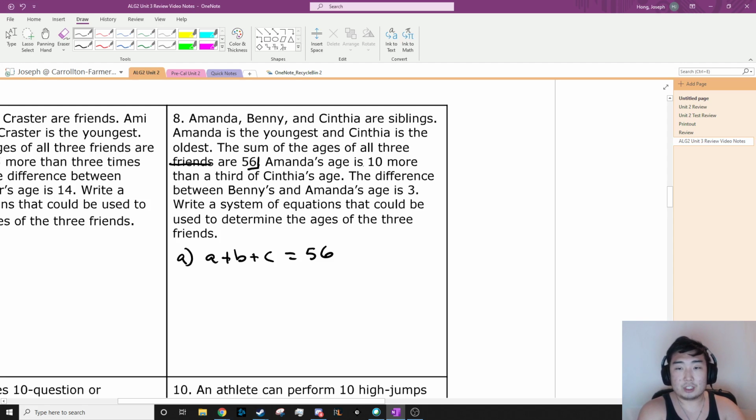Amanda's age is 10 more than a third of Cynthia's age. So if Cynthia's age is this, and this is Amanda, how do you represent the 10 more?